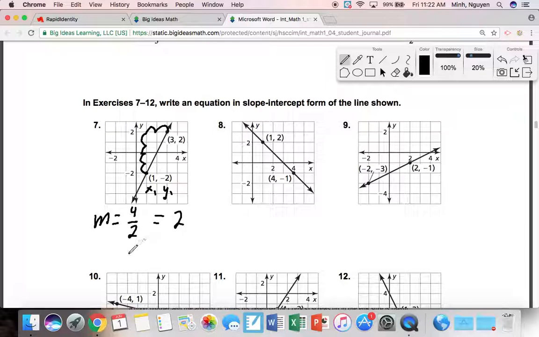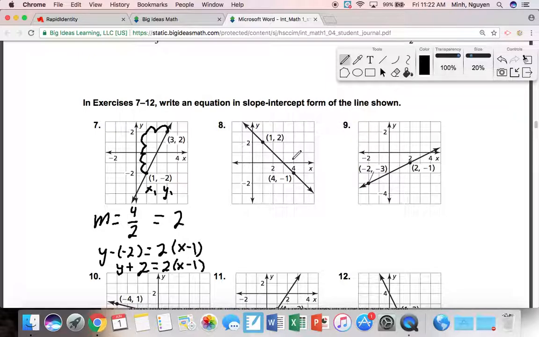So you have m equals 2, and you need a point. Well, you could pick this one. You could say y minus negative 2 equals 2 times x minus 1. And that really turns into a y plus 2, and everything on the right just is the same. And that's it.